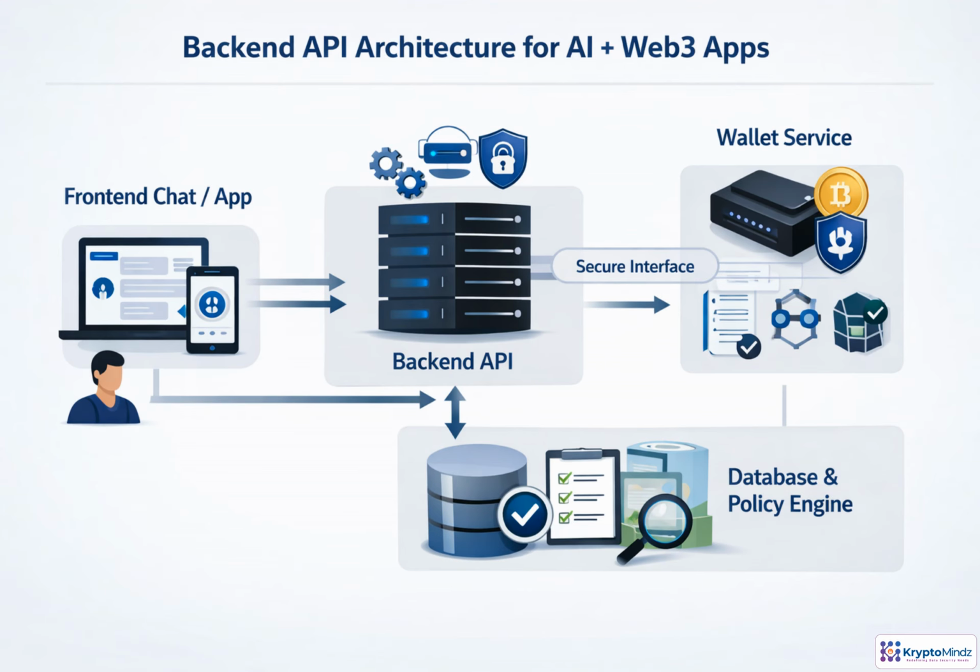In AI plus Web3 apps, keep the user experience separate from the systems that make decisions and sign transactions. The frontend collects intent and asks for confirmation. The backend validates requests, authenticates users, and coordinates the agent. Sensitive actions pass through a wallet service where transactions can be prepared, simulated, signed, and submitted safely. A policy engine and database preserve state, enforce limits, and create an audit trail for every important action.